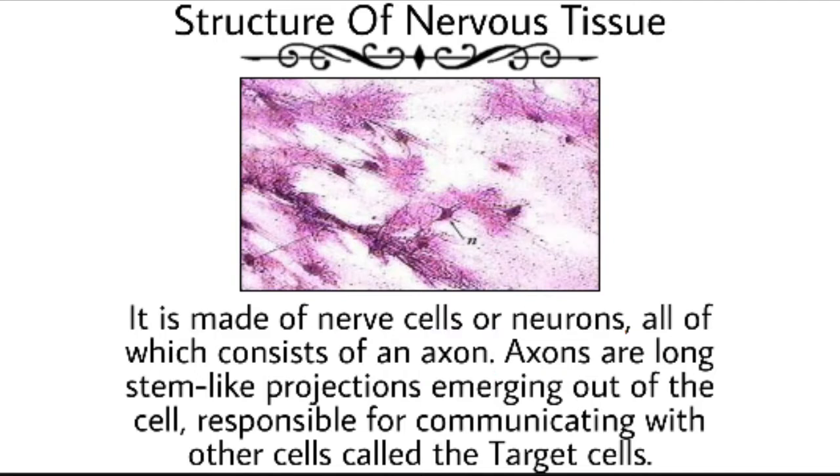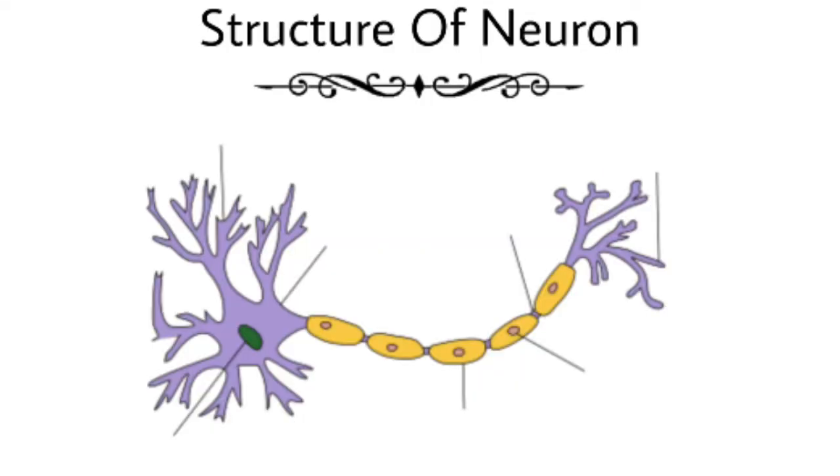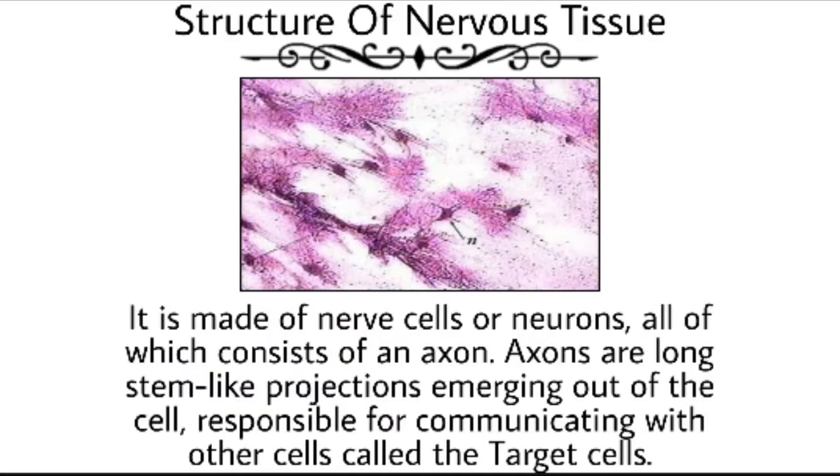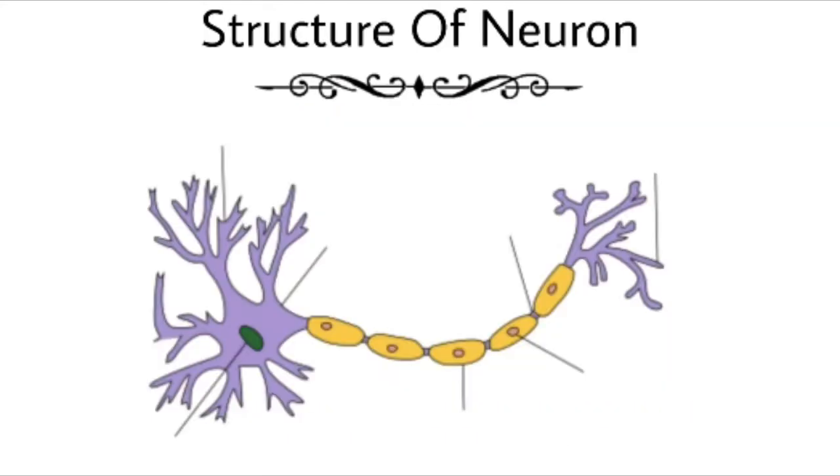So, those who are new here and new to this biology session, I would like to tell you that this long process which is emerging out of the cell body is considered the axon. Not these yellow structures, they are Schwann cells, and we will be discussing them later. So these are stem-like projections emerging out of the cell body, responsible for communicating with other cells called the target cells, the other neurons it is talking to. It is not one or two cells, it is a group of neurons. That's why we call it a tissue. So this is the structure of a neuron.